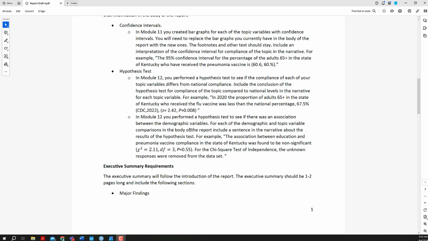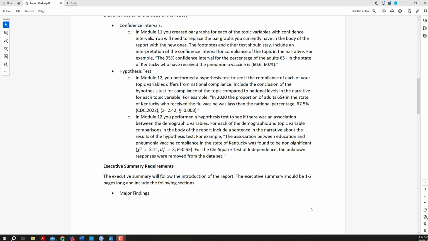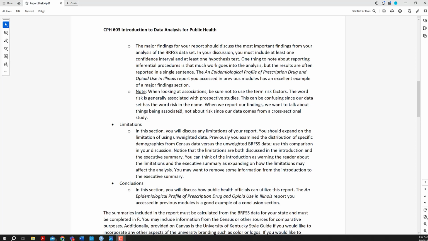So after you add in this information to the body, you'll want to start working on the executive summary. And so the executive summary will be 1 to 2 pages long, and this is really meant to be a summary of the most major findings in your report.